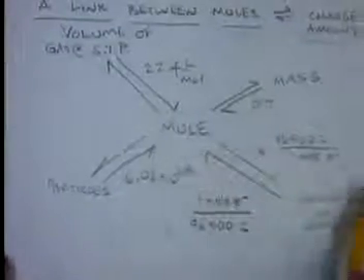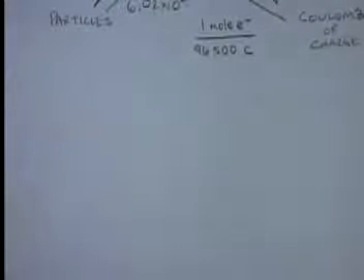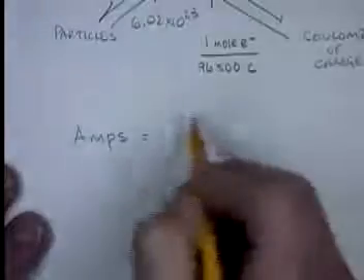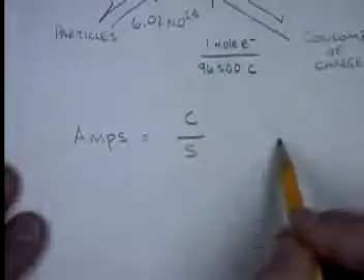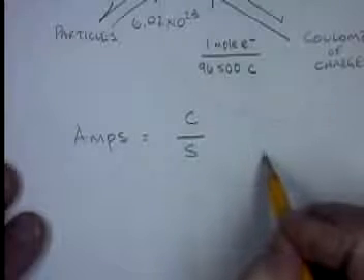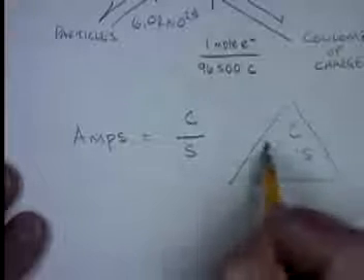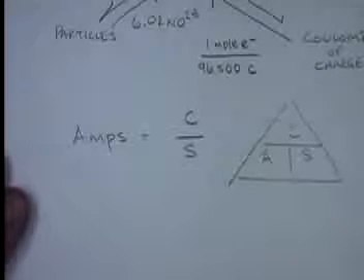The second thing we need to know, besides this link between coulombs and moles, is a definition of how much charge is occurring per second, or per amount of time. This is measured in amps, and an amp is equal to a coulomb per second. And remember, you can put this into a triangle where, depending on which two of the three things you know, you can cover up and find the third.